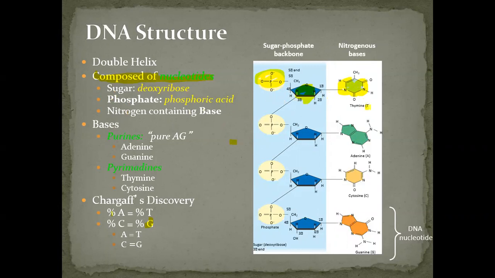Now, what changes is, if you look over here, the bases: we have a thymine, an adenine, a cytosine, and a guanine. These are the four bases that are going to be found in DNA, but notice that the backbone is just the phosphate, the sugar, the phosphate, the sugar, the phosphate, the sugar, the phosphate, the sugar. That's what we're calling the backbone. The bases are what's going to change.